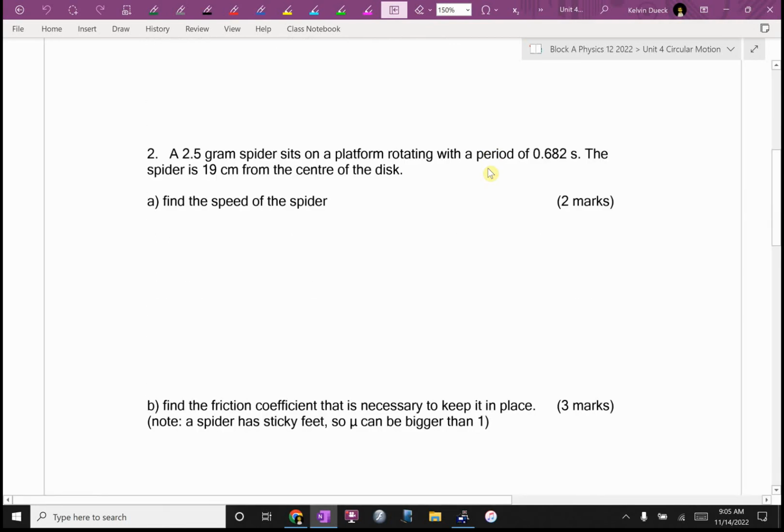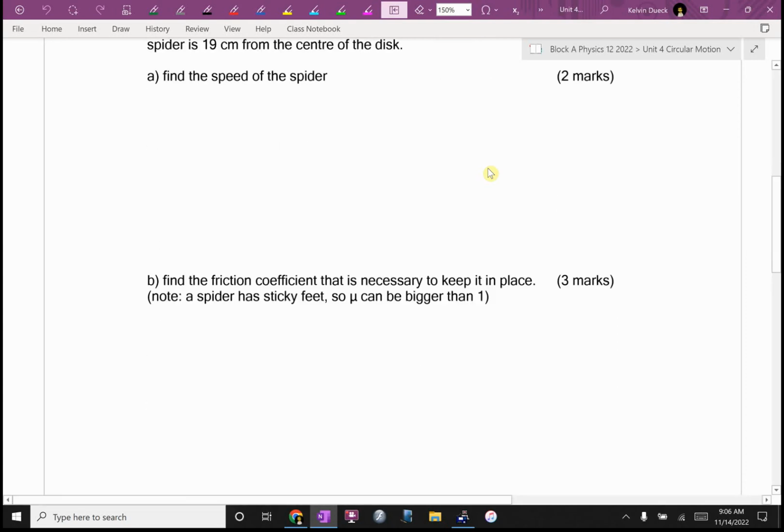A 2.5 gram spider sits on a platform rotating with a period of 0.682 seconds. The spider is 19 centimeters from the center of the disk. Find the speed of the spider. I think this is the same physics as number 1 because in both of them it's friction that's making you go in a circle, whether you call it the tire's friction or the spider's grippy feet. And then B says, find the friction coefficient necessary to keep it in place.